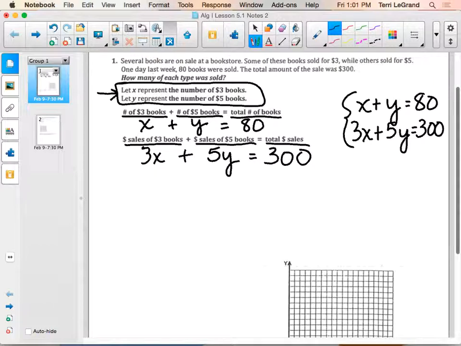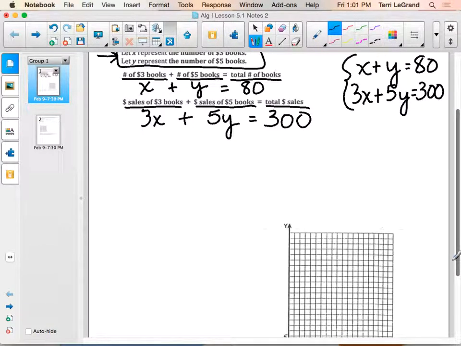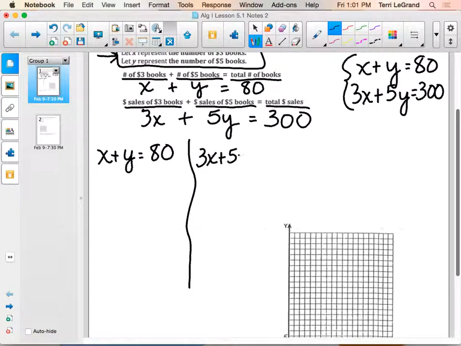Well, right now, we only know one way to solve a system of equations, and that's by graphing. So we need to get these ready to graph. So first of all, are they in graphing friendly form? No. What's that form called? Standard. This is standard form, but what's the graphing friendly form called? Slope intercept form. So let's get each of them ready to graph. Let's start with x plus y equals 80, and then we'll work with the other one right next door here. 3x plus 5y equals 300.